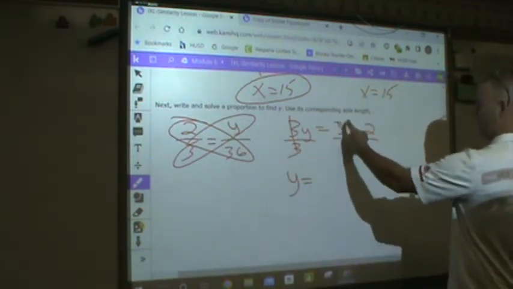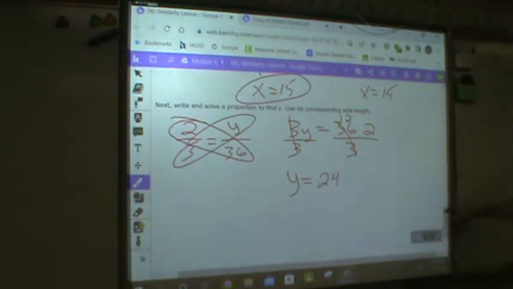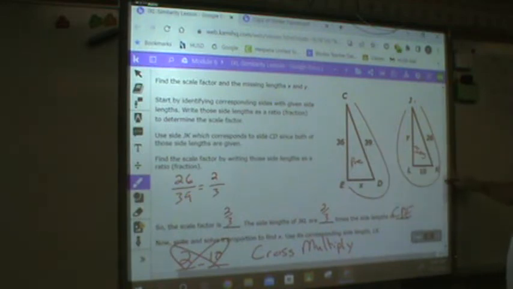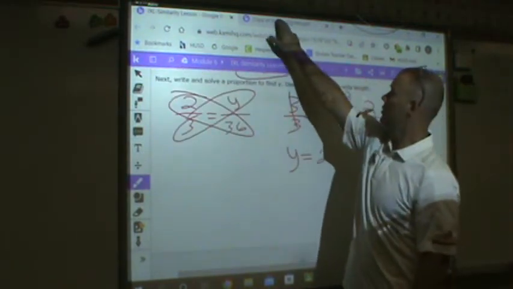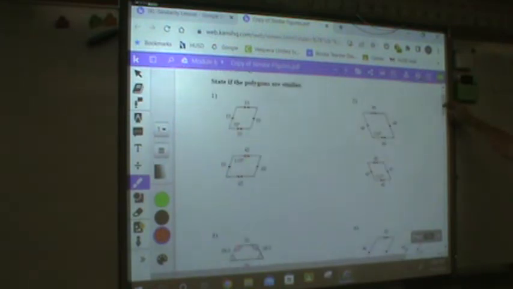How many times will 3 go into 36? 12 times. 12 times 2 is 24. And is 24 a reasonable value for y? Better be less than 36. And that is true. And now we pop over and we look at are figures similar?